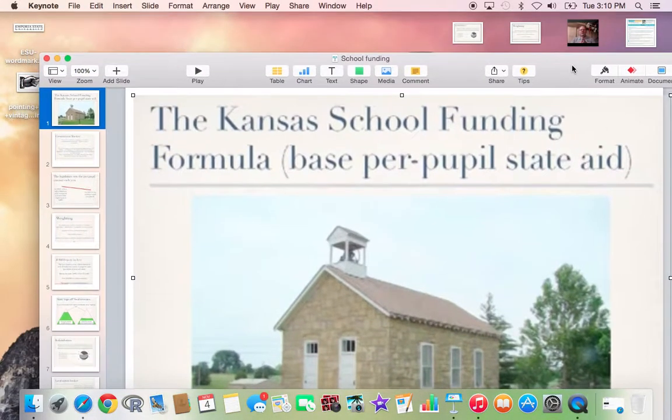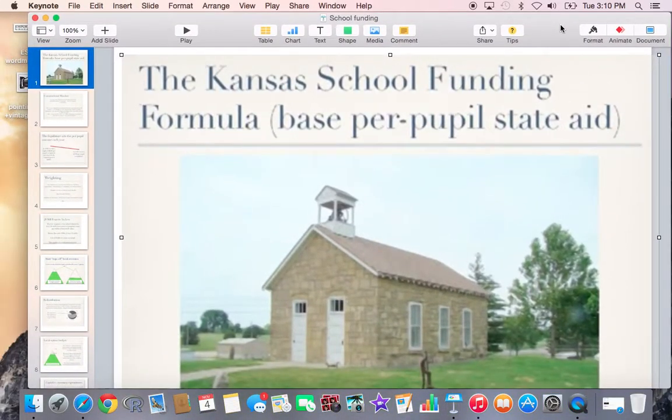Everybody, welcome to my version of this discussion on the Kansas school-based funding formula. And let's get right into it.